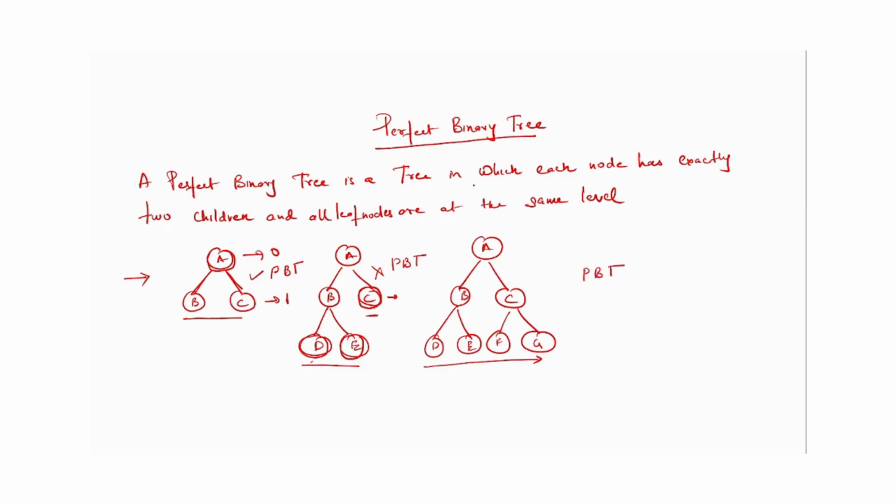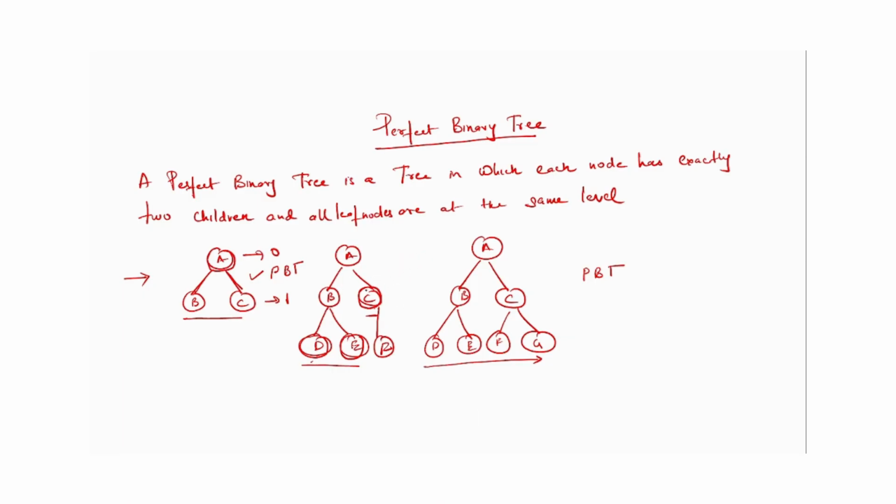So a perfect binary tree is a tree in which each node has exactly two children, and all the leaf nodes are at the same level. So suppose here in this example, if I draw like this, F. Is this a perfect binary tree? Let us check now, right?